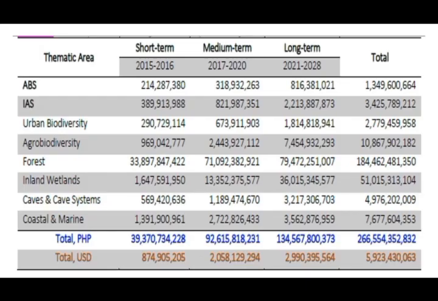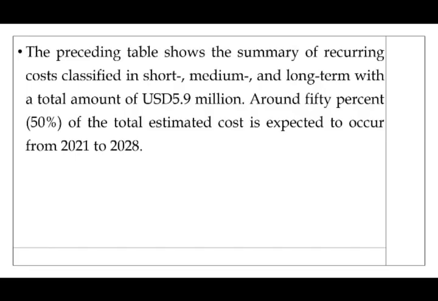This slide shows us the summary of the recurring costs classified as short-term, medium-term, and long-term. Let's watch this. The preceding table shows the summary of recurring costs classified in short, medium, and long-term with a total amount of 5.9 million US dollars. Around 50% of the total estimated cost is expected to occur from 2021 to 2028.